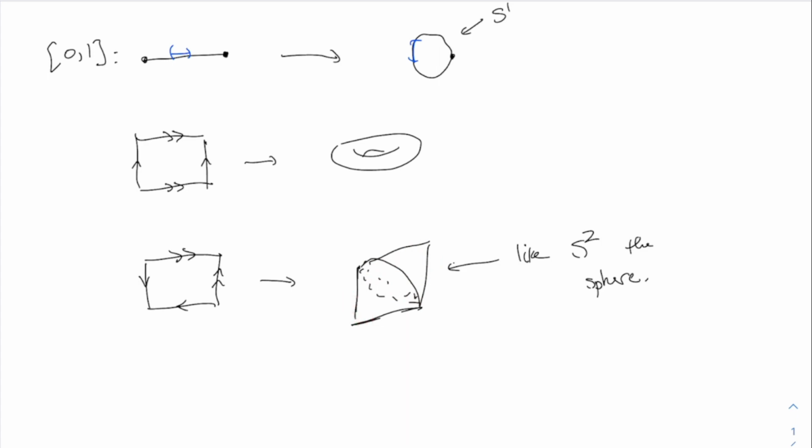You can think about moving these arrows around however you like, and think about what kind of shape it would produce. You can play around with it if you're into that kind of thing.